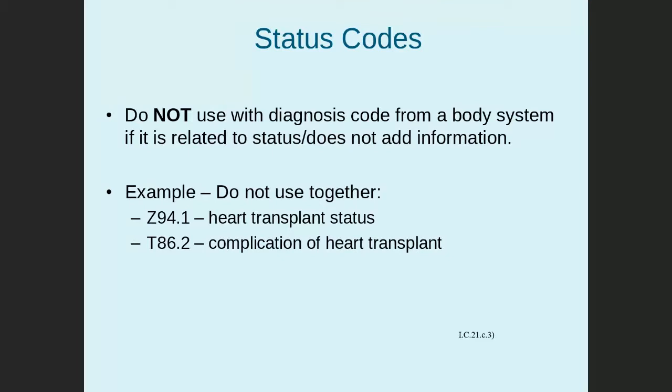So guidelines on using status codes. Do not use a status code with a diagnosis code from a body system if it is related to the status or the status code does not add any information. For example, don't use heart transplant status Z94.1 and complication of heart transplant T86.2. Well, they're not going to have a complication of a heart transplant if they hadn't had a heart transplant status. So doing the status code wouldn't add anything to the story. And heart transplant status implies they have a heart transplant, no problems, complications at this time.